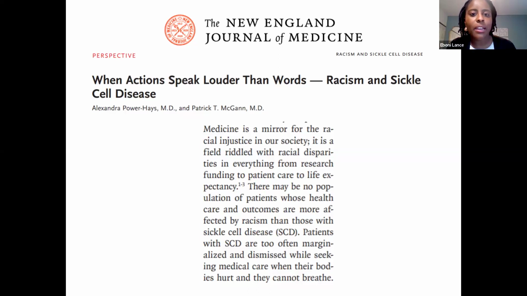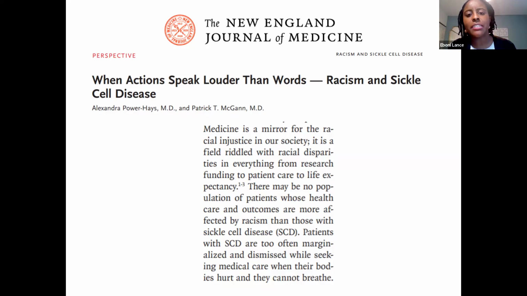And so this was a perspective in the New England Journal of Medicine in 2020, where they talked about racism and sickle cell disease. And I'll just read the quote from this. There may be no population of patients whose healthcare and outcomes are more affected by racism than those with sickle cell disease. Patients with sickle cell disease are too often marginalized and dismissed while seeking medical care when their bodies hurt and they cannot breathe. And I highly encourage you to read this perspective. It gives a number of recommendations for things to do and things to not do when helping these patients. It's a very interesting read.